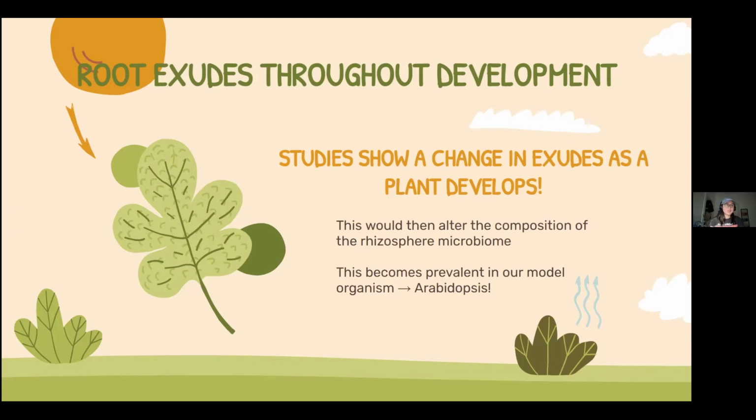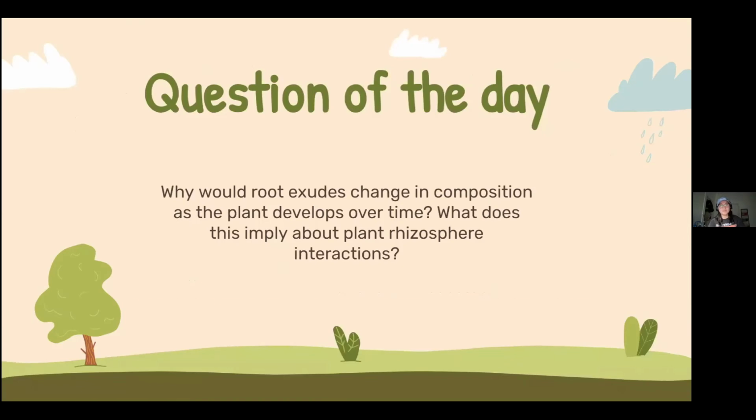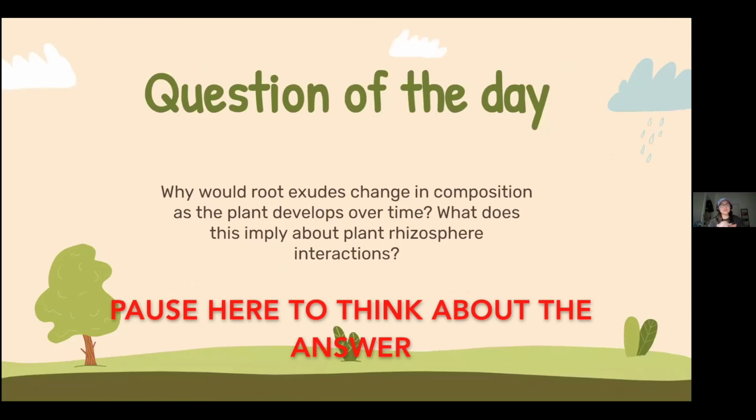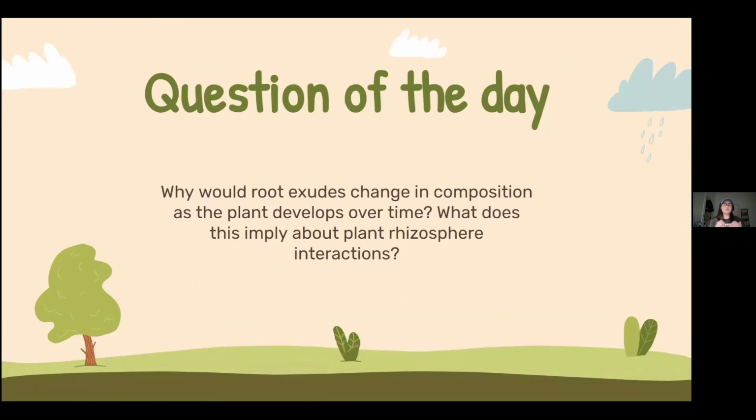This now leads us into our question of the day. Why would root exudates change in composition as the plant develops over time? And what does this imply about plant rhizosphere interactions?